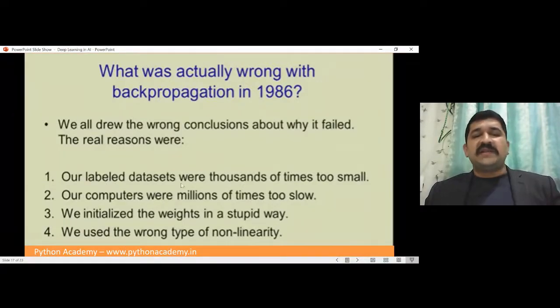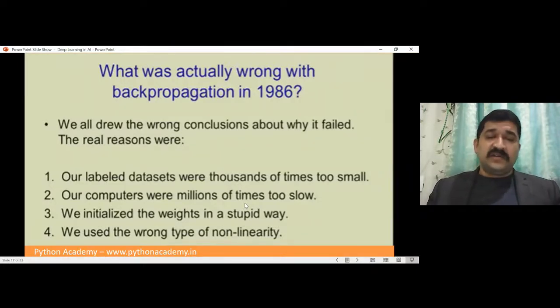Our labeled data sets were thousands of times too small. So, the condition was that we were thinking of very small data to use for this purpose. The computers were millions of times too slow. Obviously, at that time slow computers were there. Just take RAM, for example. When I was in engineering, in 2002 and 2003, 1 GB of RAM was considered very high, or 512 MB was what I got in my desktop. Whoever had 1 GB was a genius. Now 1 GB is nothing, you have at least 8 GB, or say 16 GB or 64 GB of RAM. So the speeds have increased rapidly.